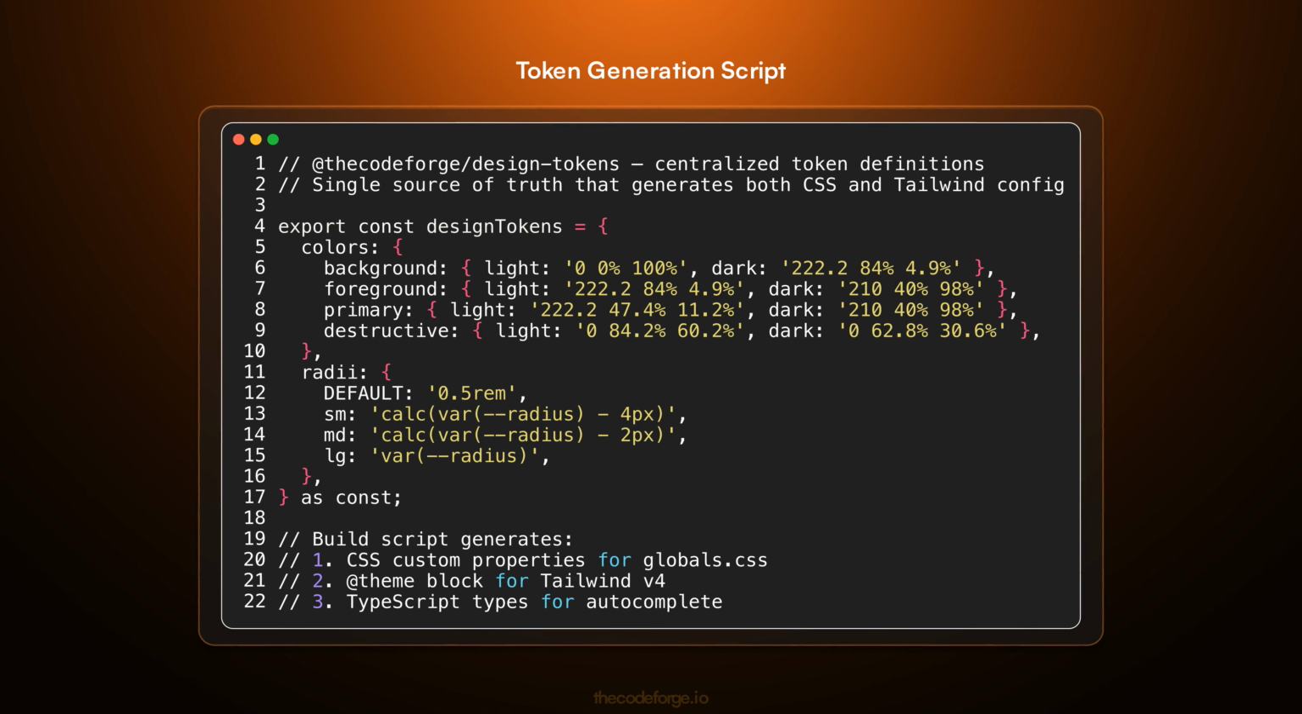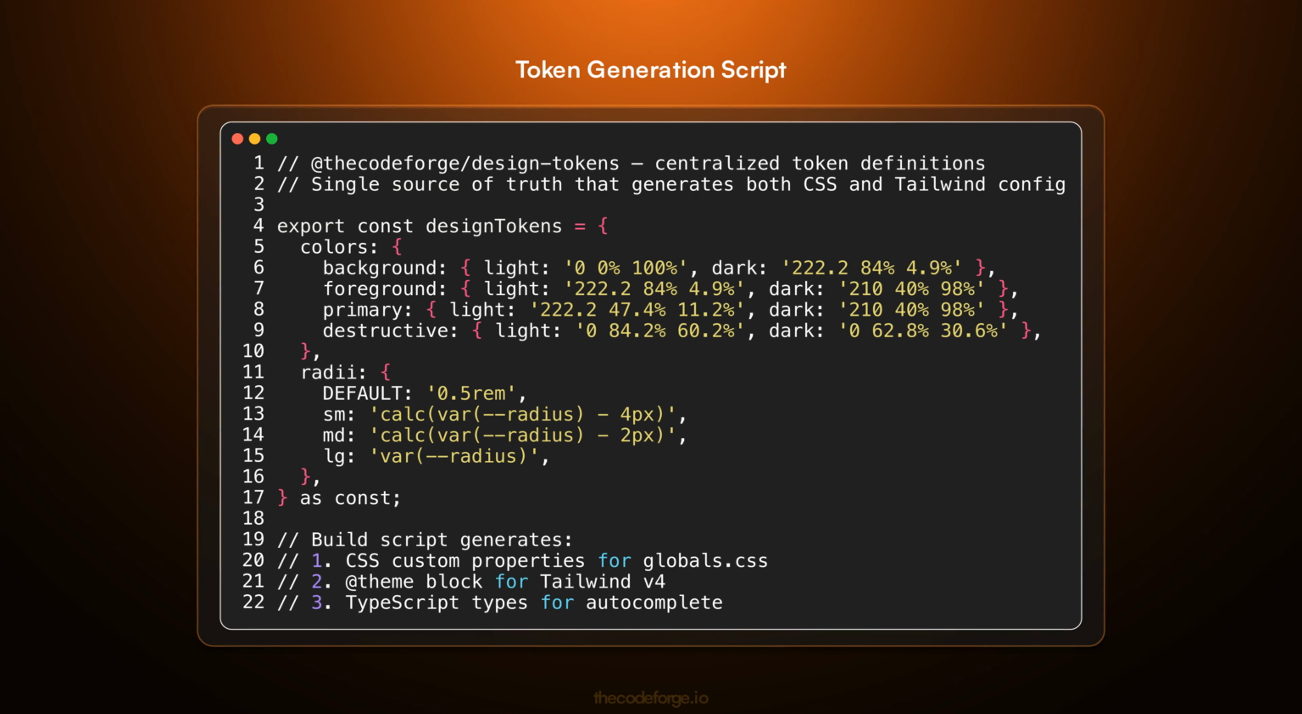A TypeScript object defines all tokens. A build script generates CSS custom properties, the @theme block, and TypeScript types. Never hand-edit HSL values in two places.